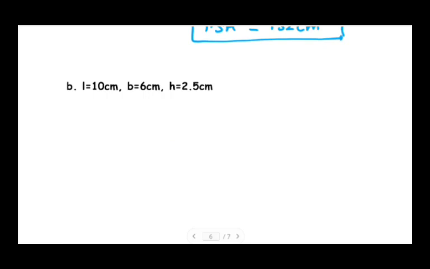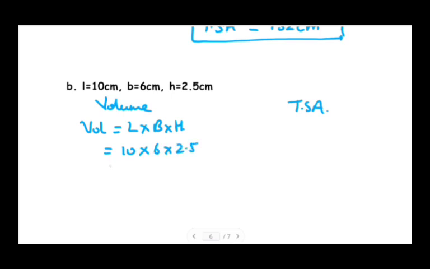Okay. Again cuboid. Volume on this side, TSA on this side. Volume of a cuboid. Length into breadth into height. 10 centimeters into 6 centimeters into 2.5 centimeter, which is equal to 150 centimeter cube.